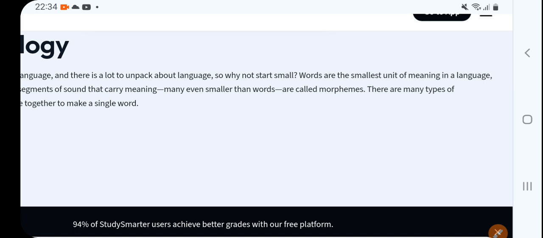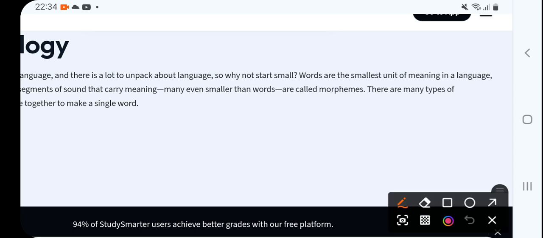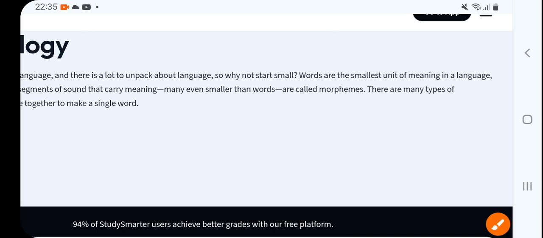We have lots of things to unpack, and we can start from small, and that is words. Words are the smallest unit of meaning in a language. Important. Words are the smallest unit of meaning in a language, right? So language is made up of words, we can say.